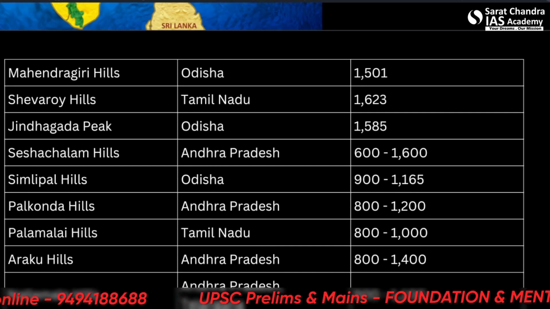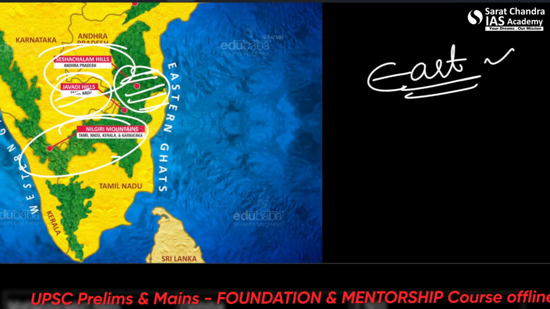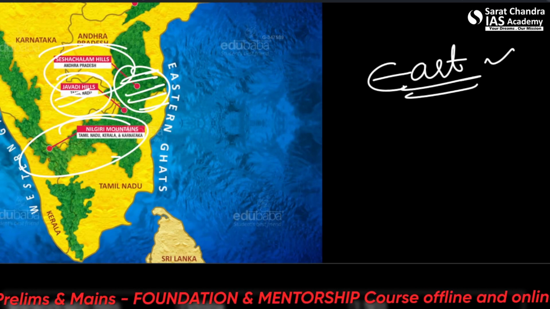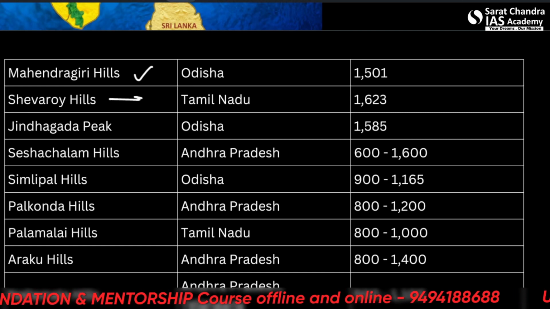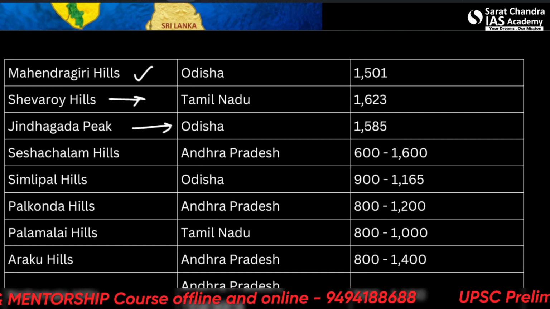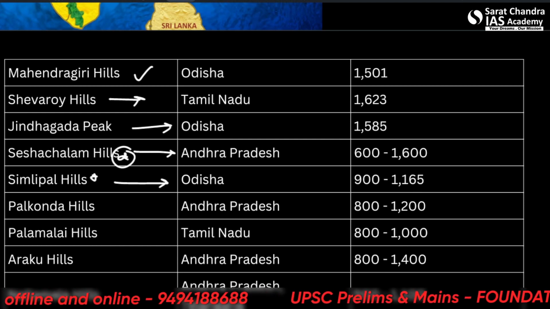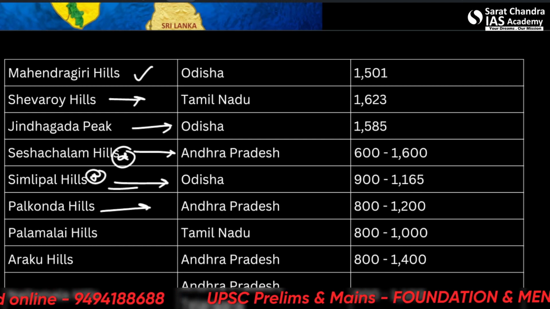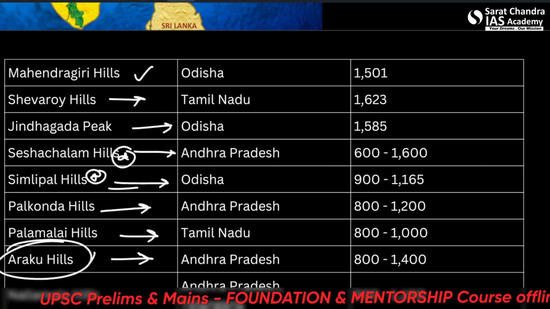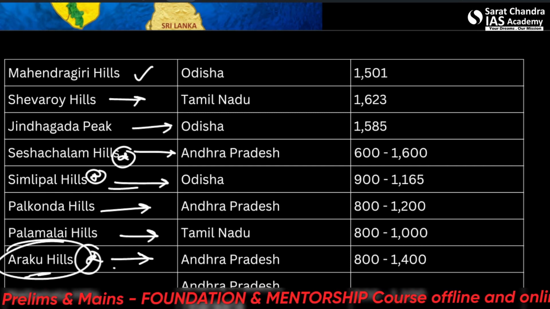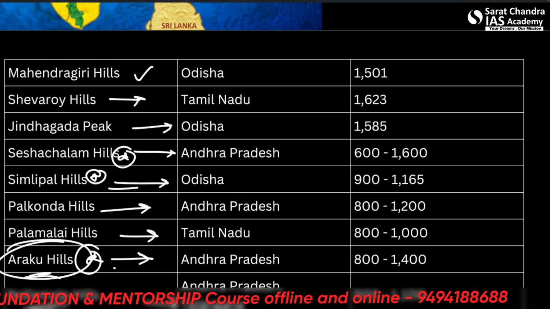Okay. So what are the eastern Ghats? When we talk about the eastern Ghats, what are the highest and the lowest mountain ranges? So Mahendragiri is the highest mountain range among them. Then there is Shevaroy in Tamil Nadu, Jindhagada Peak in Odisha, Seshachalam in Andhra Pradesh, one of our options. Simlipal, it's also a national park. So in Odisha, Palakonda Hills, Andhra Pradesh, Palamalai Hills in Andhra Pradesh, Araku Hills, very important for the tribal region, they are in Andhra Pradesh, Araku Valley, Nallamala Hills again in Andhra Pradesh. So the highest one is Mahendragiri Parvat.